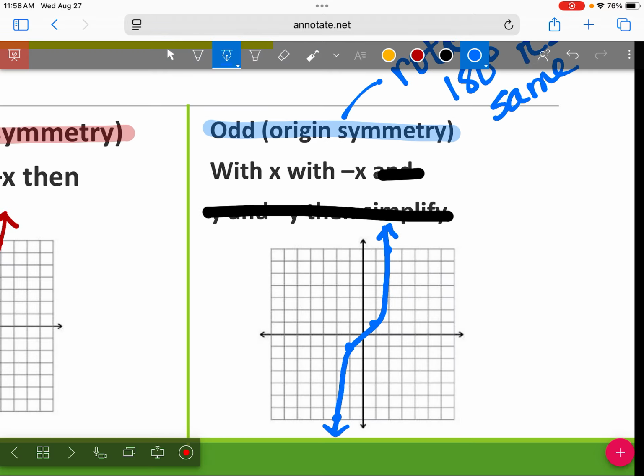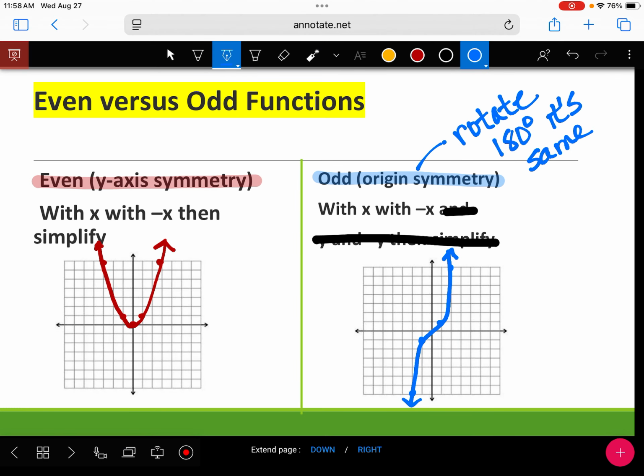So in order to determine if a function has even symmetry or odd symmetry, we're going to do the same thing, which is replace x with negative x and then simplify it.